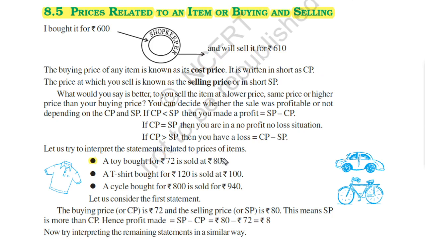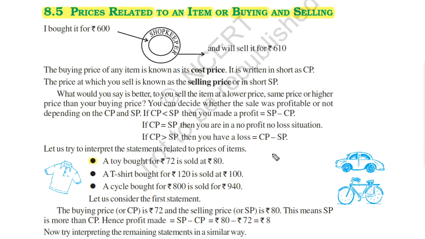Now again you sold it. You bought a toy and sold it for rupees 80. That means this will be your selling price, and in short we call it SP, S for selling, P for price. So CP and SP. Now we will see some other examples. A t-shirt bought for 120 and sold for 100. Here also, this is cost price and this is selling price. Similarly, a cycle bought for rupees 800 and sold for 940. Same cost price, and here it is selling price.